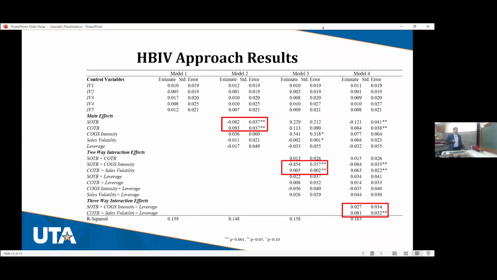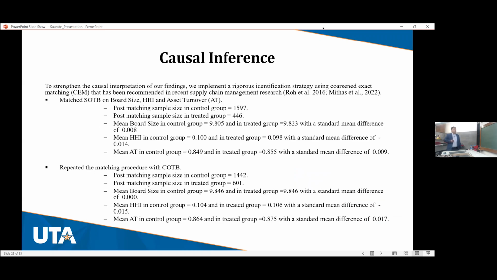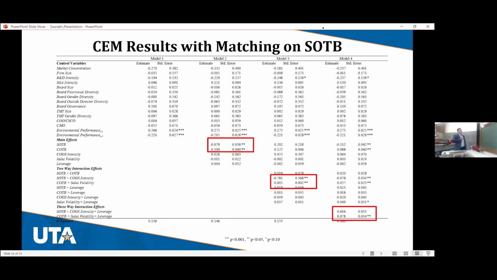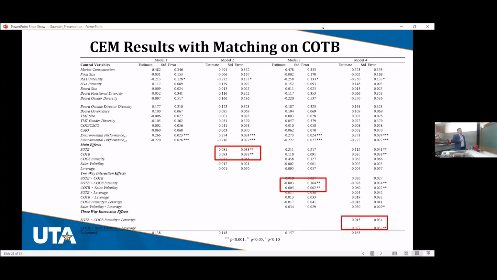Next, what we are measuring, is it just a simple observational correlational effect, or can we actually have some kind of causal interpretation of the results? So we use a matching technique, and we match SOTB and COTB on both market concentration and asset turnover. And we repeat the analysis first with the matching on SOTB. The results continue to be the same. Then we match on COTB, and we find the results continue to be the same. So matching also gives us a very consistent set of results.